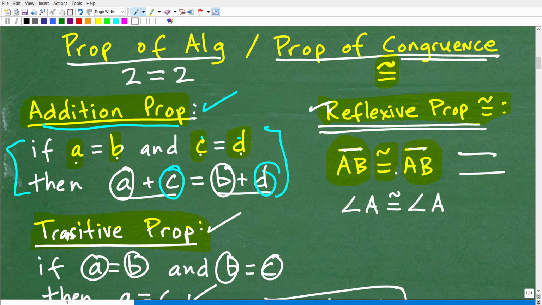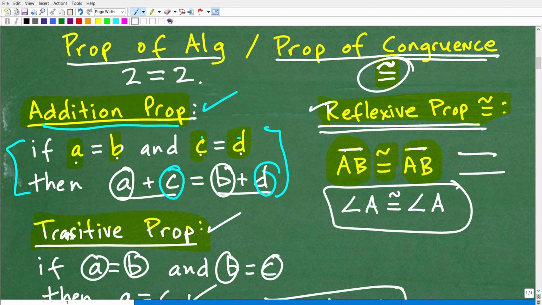So when you're measuring line segments or angles, here's another example of the reflexive property of congruence. Angle A is congruent to angle A. So this would not be the reflexive property of algebra. To be more technical about it, you want to have the reflexive property of congruence. But if I just said 2 is equal to 2, that would just be the reflexive property. That's a property of algebra.